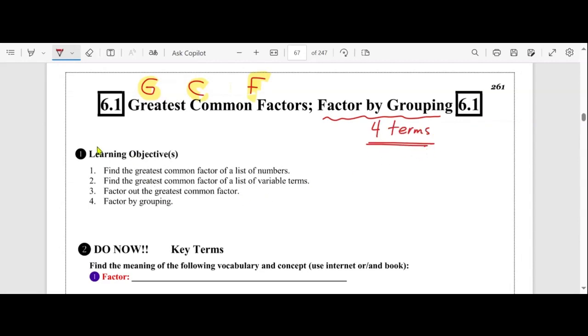Term. So, learning objectives. 1, find the greatest common factor of a list of numbers. Find the greatest common factor of a list of variables. Factor out the greatest common factor. Factor by grouping. Okay, what does factor mean in Arabic?